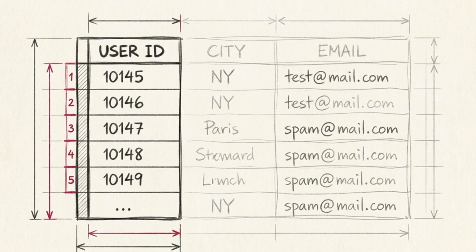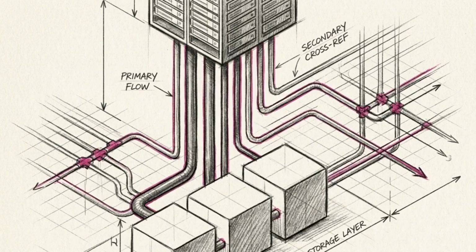Primary keys handle direct lookups, but applications inevitably need to query data using other attributes, like searching for users by city or email. These secondary attributes have no mathematical relationship to the primary partition mapping, which forces an architectural divergence in how we build indexes.